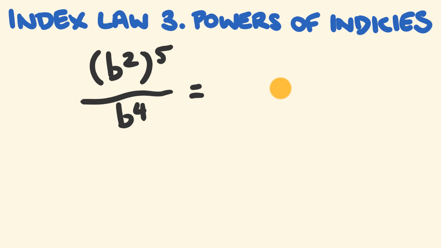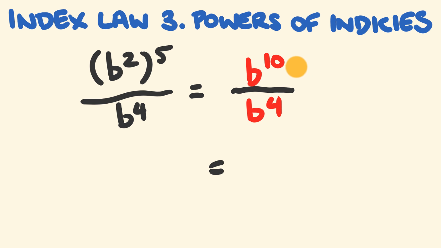So first off, I'm going to keep this as a number over. So what we have is b squared being raised to the power of 5 here. So what's happening here is we end up with b, and we multiply these two numbers here. This is b to the power of 10, and this goes over b to the power of 4. So what's this all equal to? Well, this equals b to the 10 divided by b to the 4. As you probably remember, we subtract. So we're going to end up with b, 10 minus 4 is equal to 6. That's our answer, b to the power of 6. Pretty simple, right? All right, let's move on to index law 4.